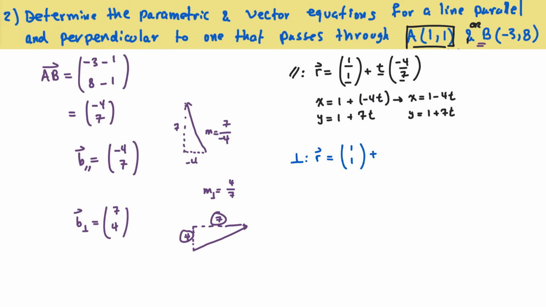We're going to choose a parameter. I'm going to use lambda for this one. And our direction vector for this one is (7, 4), as we found right here. To write this in parametric form, we have x is equal to 1 plus lambda times 7, which is 7 lambda, and y is equal to 1 plus lambda times 4, which is 4 lambda. And that's our parametric equation.